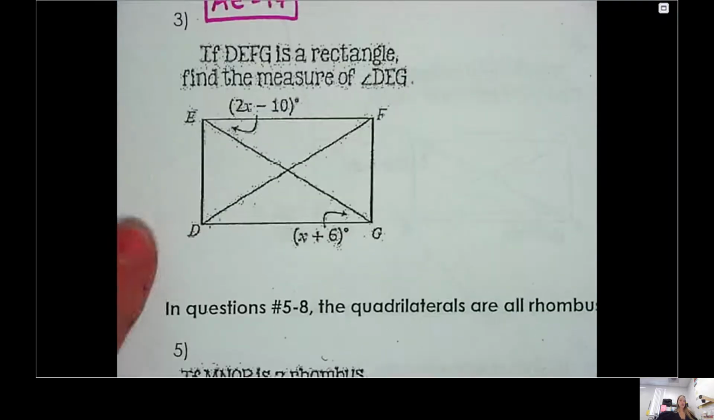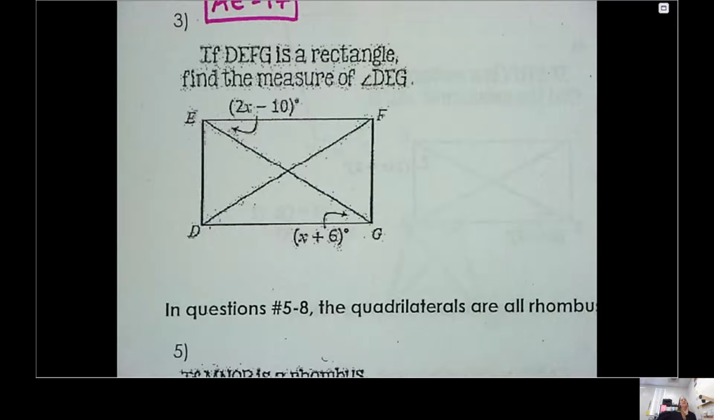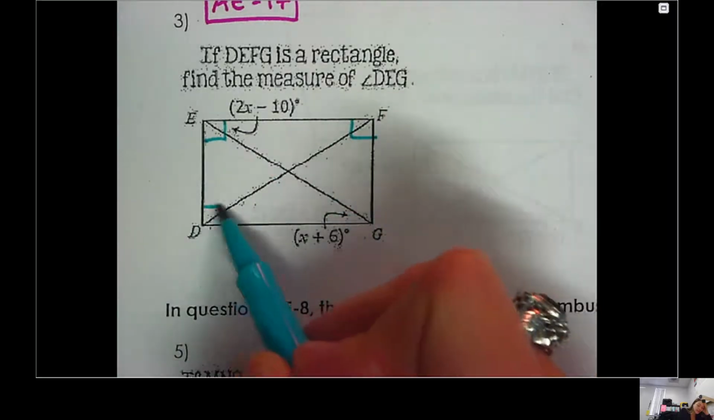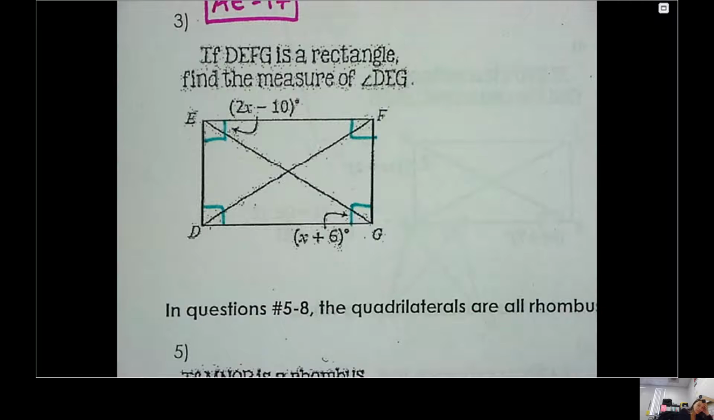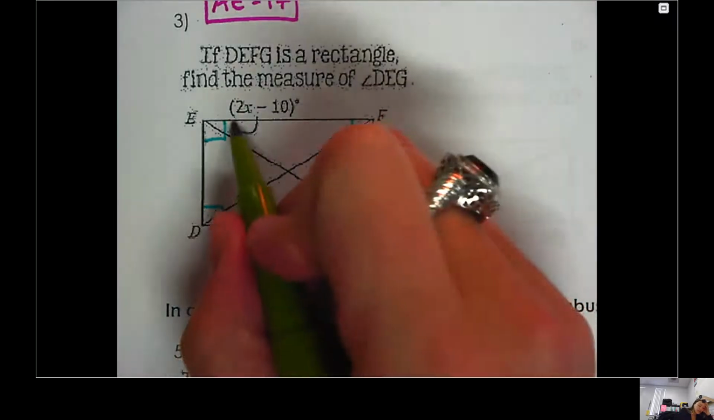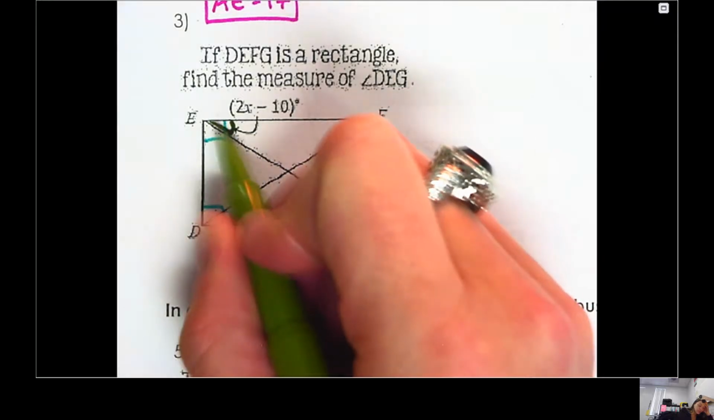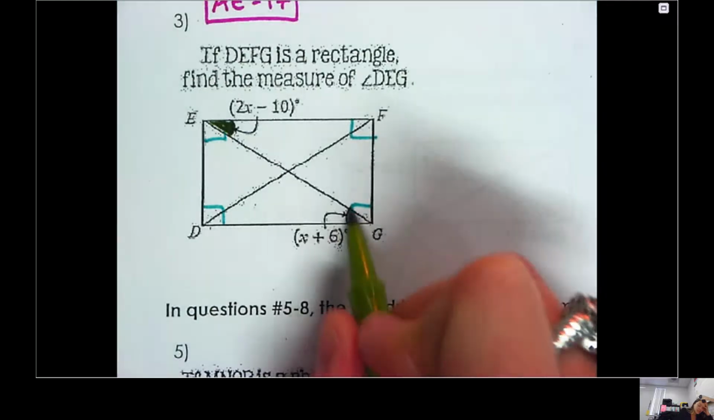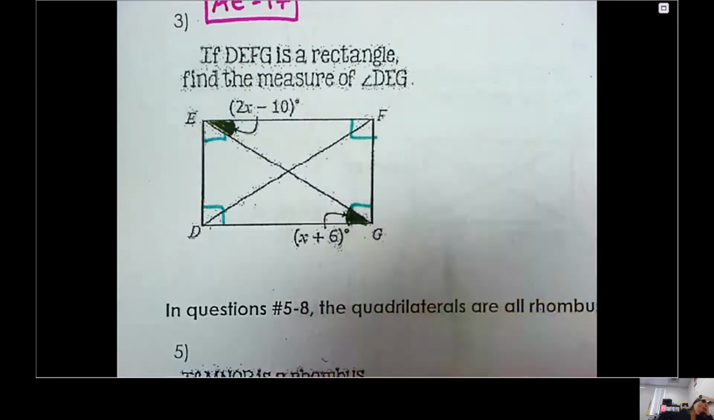Number 3. If it's a rectangle, find the measure of angle DEG. Now, I can do this one a number of different ways, but what I know is that in a rectangle, these are always equal to 90 degrees, right? Now, I see this angle right here, 2x minus 10, that's just this piece here. Okay, just this one. X plus 6 is just this piece right over here on the bottom of G.